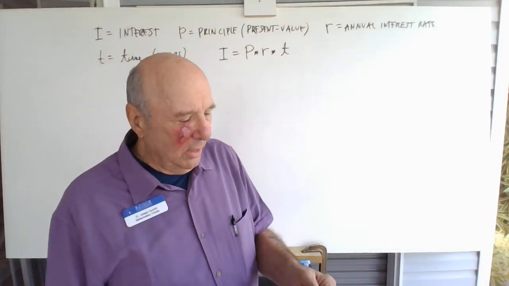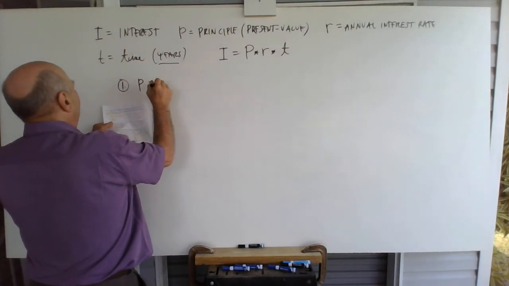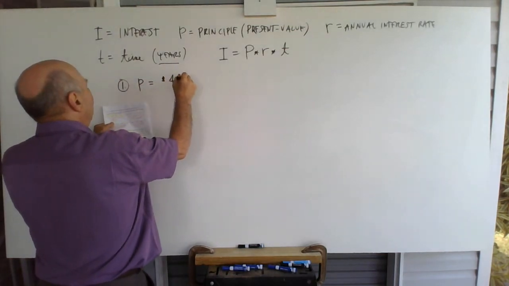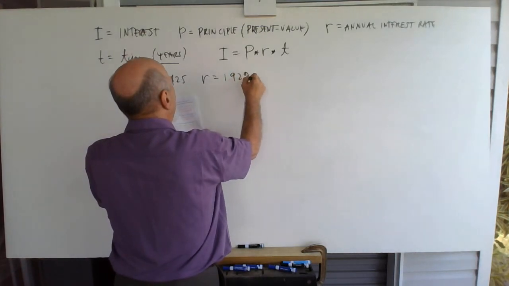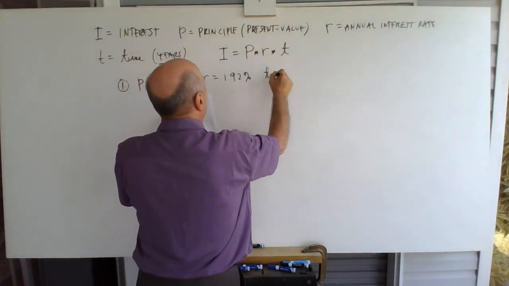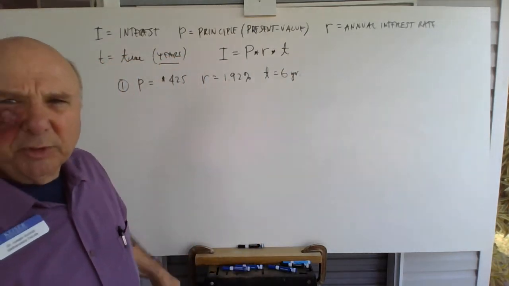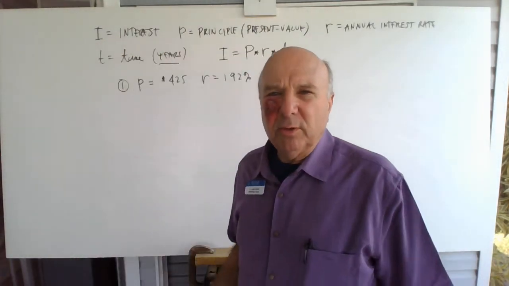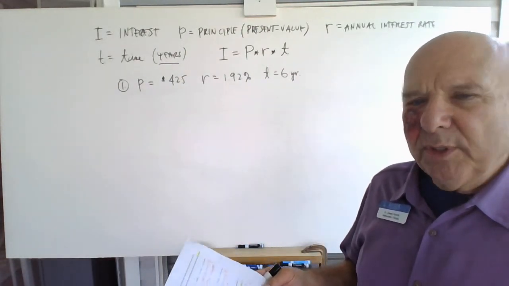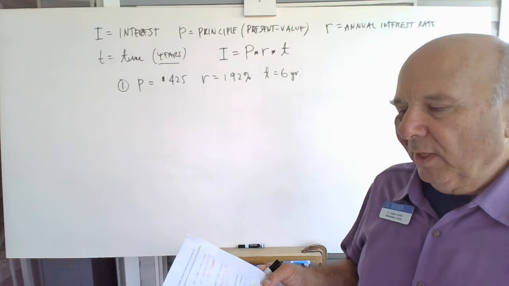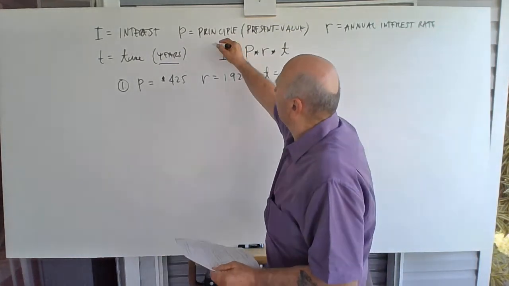So let's say number 1. So we have a principal. We start with $425. The annual interest rate is 1.92%, and the time is 6 years. How much interest will we earn? So we just use this formula.